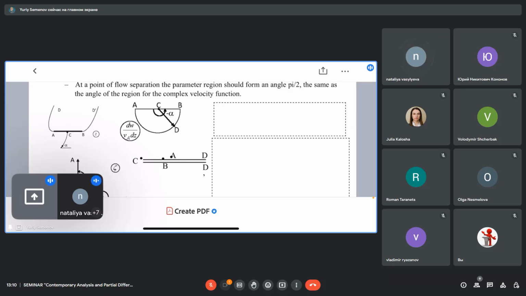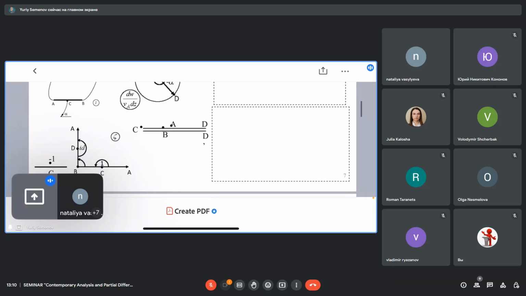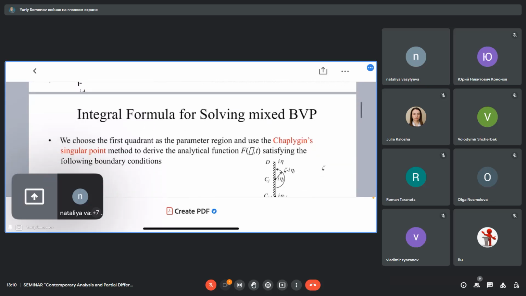But then we need to extend this point into the symmetric region of the parameter plane, and then we can easily find the expression for the complex velocity. Similarly, we can do this with the derivative of the complex potential. This is Chaplygin using these properties of complex functions and how to symmetrically extend the function into a symmetric region. It's a very powerful tool to construct a complex function which satisfies given boundary conditions. It may be constant argument or constant magnitude.